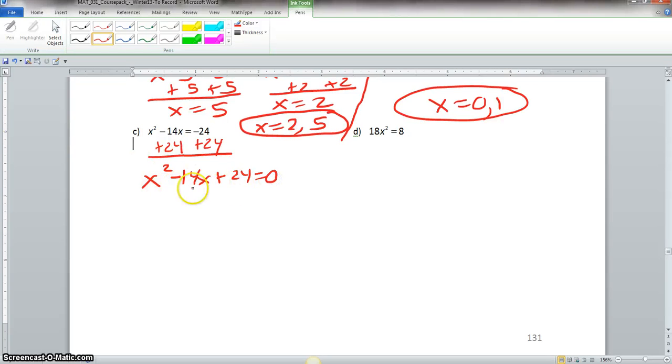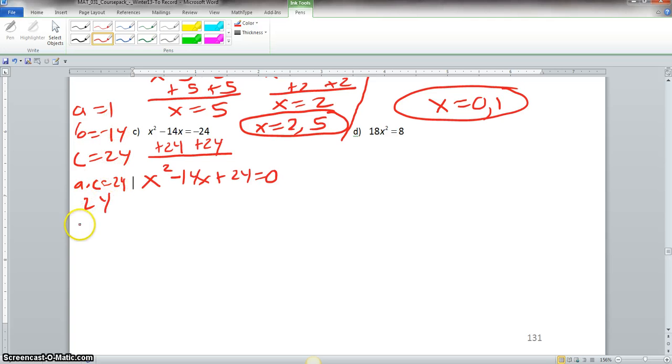Now, on this side of the equation, we have nothing in common, so we list our a, b, and c. A is 1, b is negative 14, and c is 24. So now we multiply our a and c. We know that will give us 24.